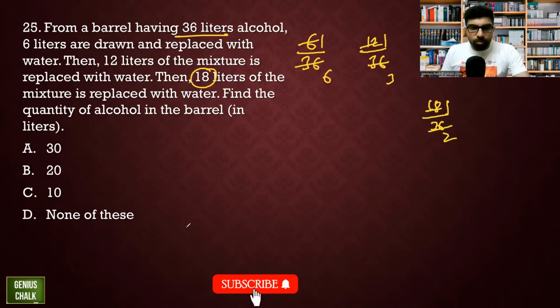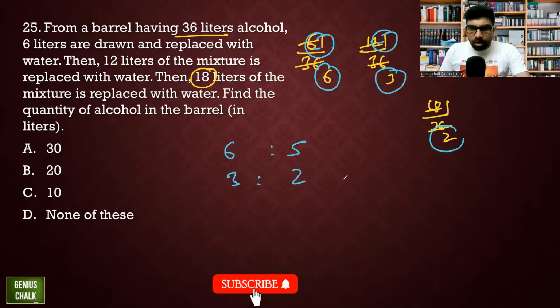Now write them in ratio. From 6, if you are replacing 1, 6 pure, 1 replaced, left is 5. Second part, 3 was the actual, 1 replaced, so 2 is left. Third part, 2 was the original, 1 is replaced, so 1 is left. So what we are left with, if something gets cancelled, you can cancel 3, the rest we are not cancelling. So 3 3s are 9, 2 3s are 18, and it is 18:5.